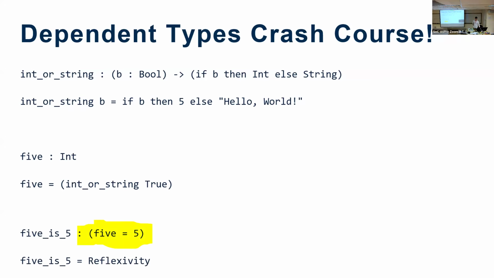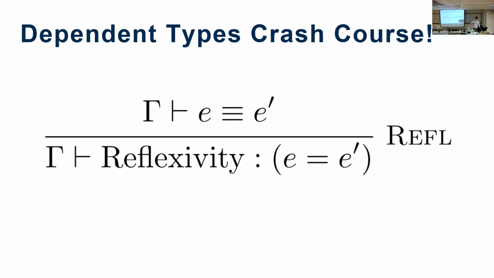But how does any of that work? Don't be alarmed, but yeah, typing rules. Okay, so what is this thing? It's a derivation rule. If the thing on the top is true, namely that we can judge that E and E prime are the same expression, then we can judge that reflexivity has the type of a proof that E and E prime are equal.